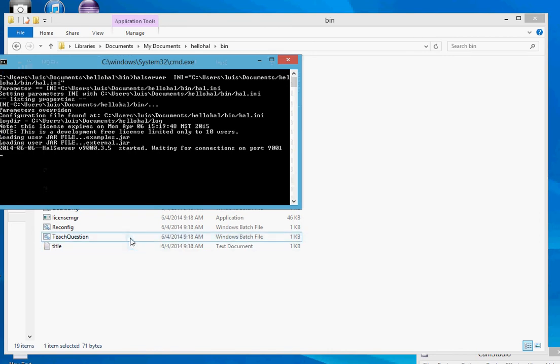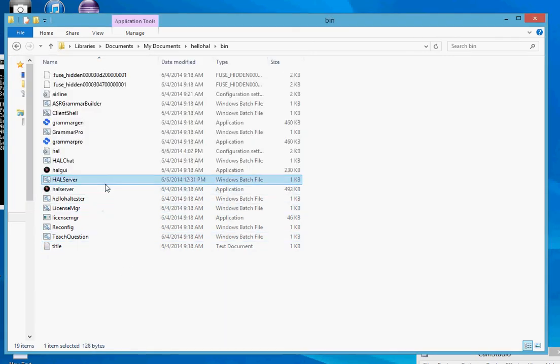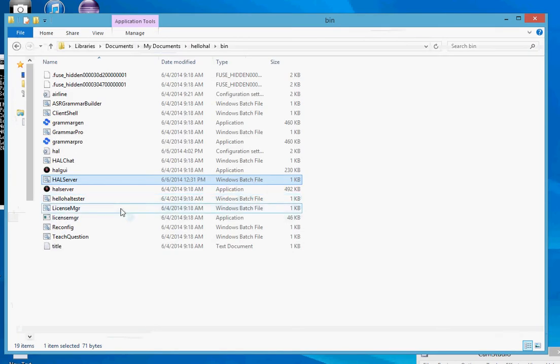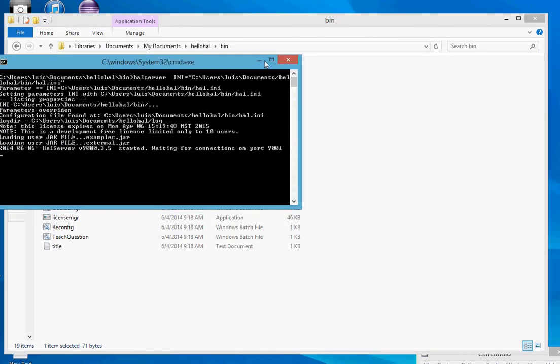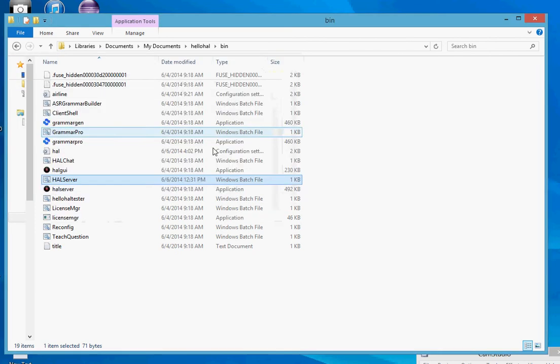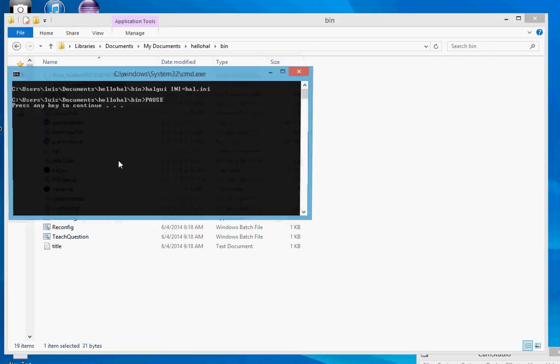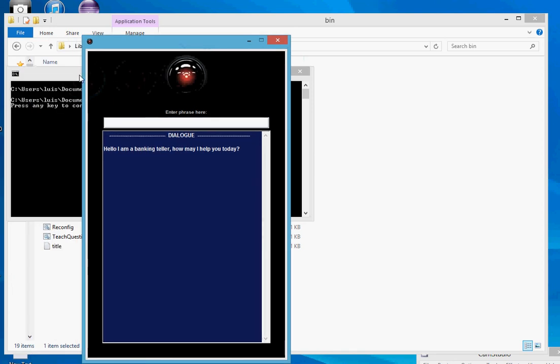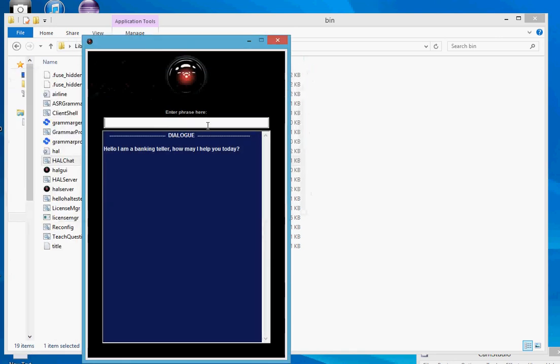Just note that I'm editing the helloHAL batch file. Note that I have to pass that configuration file. Make sure you pass that configuration file. It has started for us successfully. So we're going to go ahead and now start the HAL chat tool. And so we get the question, hello, I am a banking teller. How may I help you?